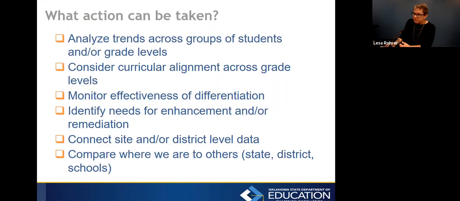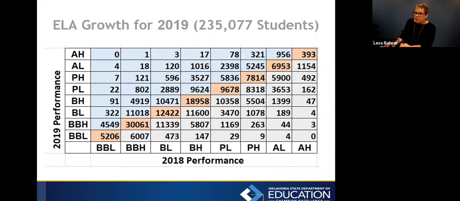This is what it looked like when we look at ELA growth for 2019 across those 235,000 students. The students I'd be most concerned about are these students that have been below basic low for 2 years, those 5,206 students. I'd want to know more about where they scored, how close they are to that next level, and really think about ways I can support those.